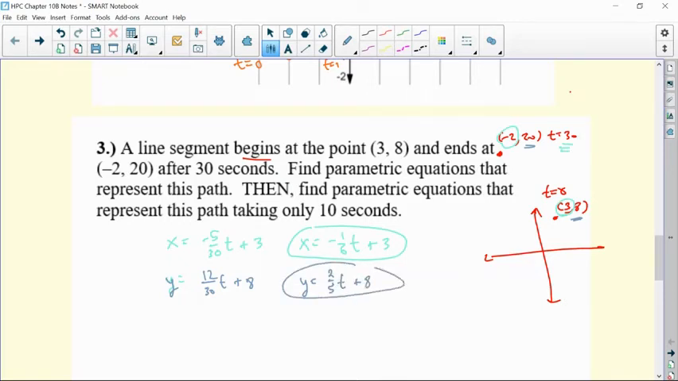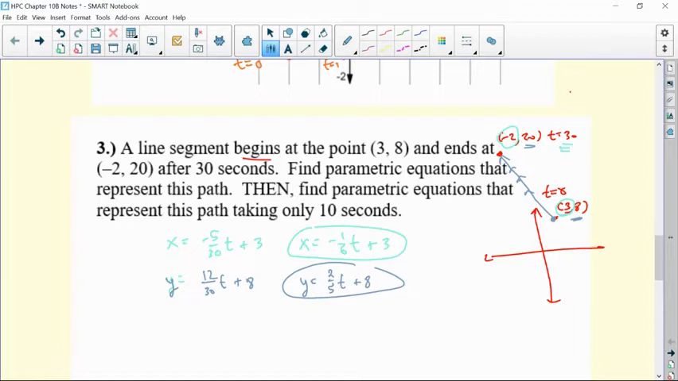And again, we could check our data point. Let's put in 30 seconds. 5 into 30, 6 times 2 is 12. 12 plus 8 is 20. Okay, so this would represent the path going in that linear direction, starting here and ending up here, and it's going to take 30 seconds.